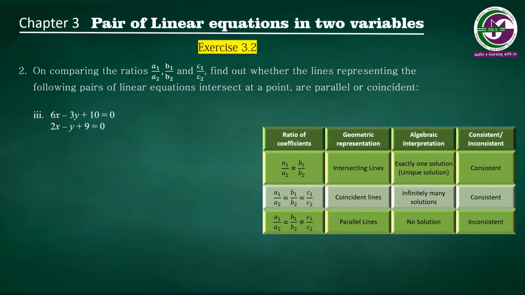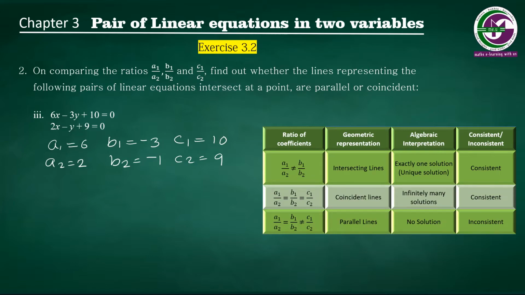The third sub question is 6x minus 3y plus 10 equals 0, 2x minus y plus 9 equals 0. Comparing with the standard form, you will get a1 equals 6, b1 equals negative 3 and c1 equals 10. a2 equals 2, b2 equals negative 1, c2 equals 9.